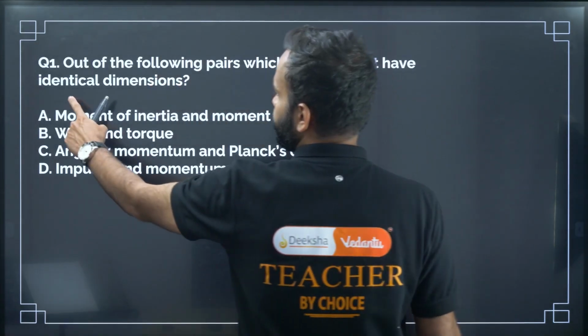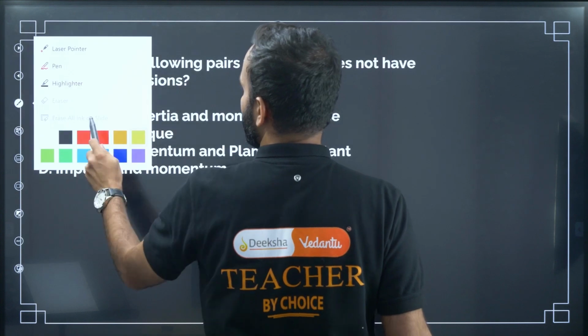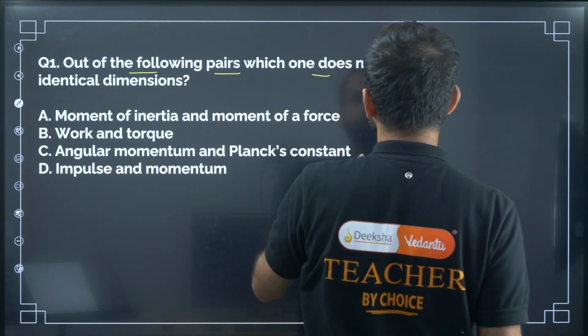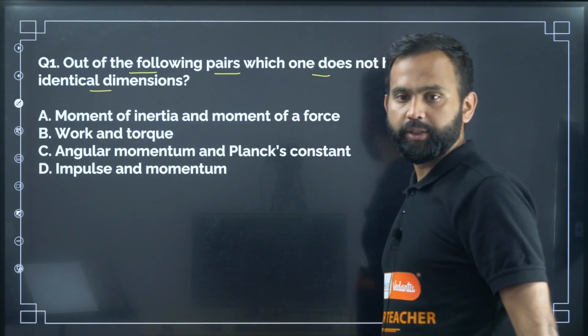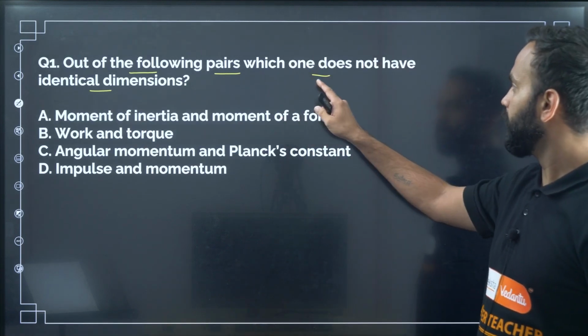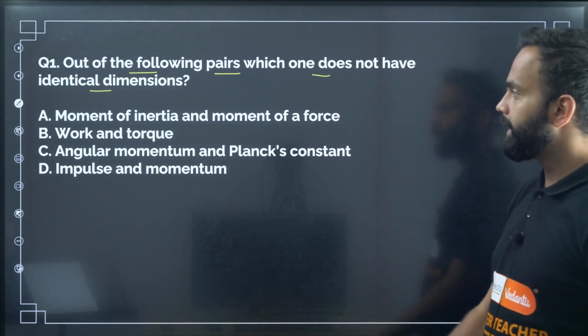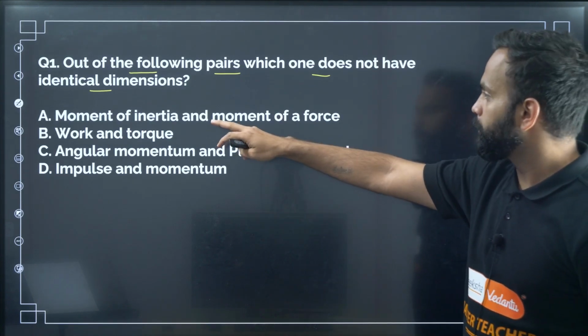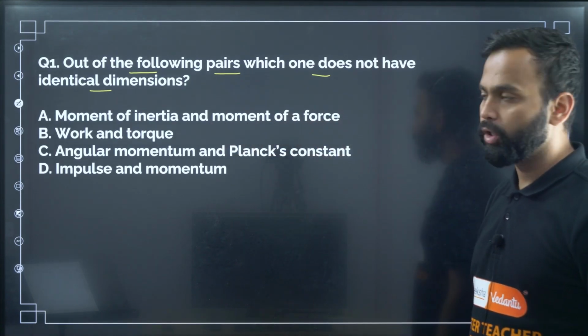Question number 1. Out of the following pairs, which one does not have identical dimensions? Okay, let's check each option. Option A says moment of inertia and moment of force.